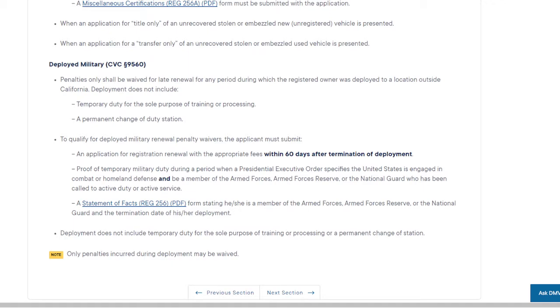A statement of fact, REG 256 PDF form, saying that he or she is a member of the Armed Forces Reserve or the National Guard, and the termination of his or her deployment. Deployment does not include temporary duty for the sole purpose of training or processing or permanent change of station. Note, only penalties incurred during deployment may be waived.